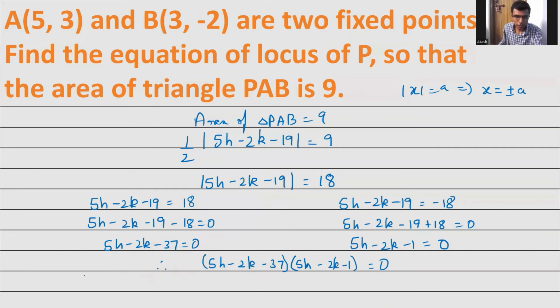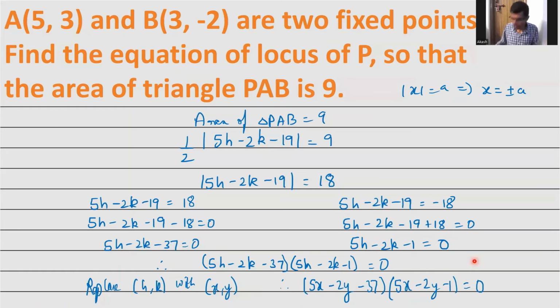Fine. So replace h comma k with x comma y. Therefore, I'm writing it here. Actually, you need to put it under this step. You will get 5x minus 2y minus 37 into 5x minus 2y minus 1 is equal to 0. That's it. Done. There's another similar question in the examples. You guys can just go through it.